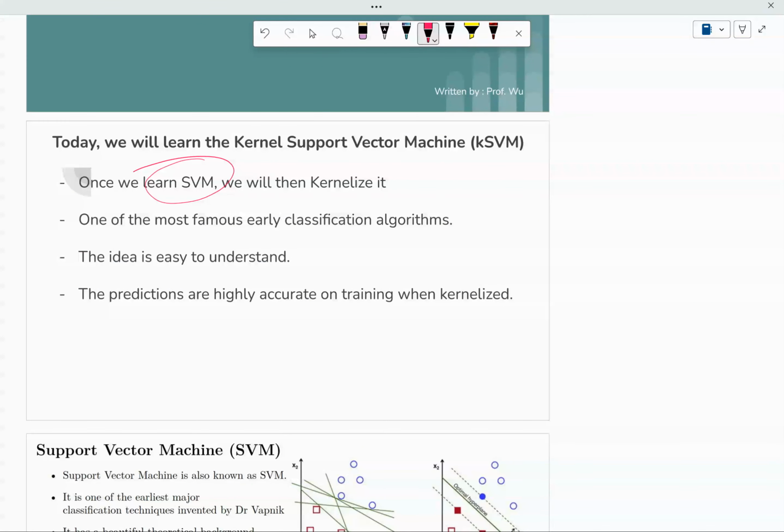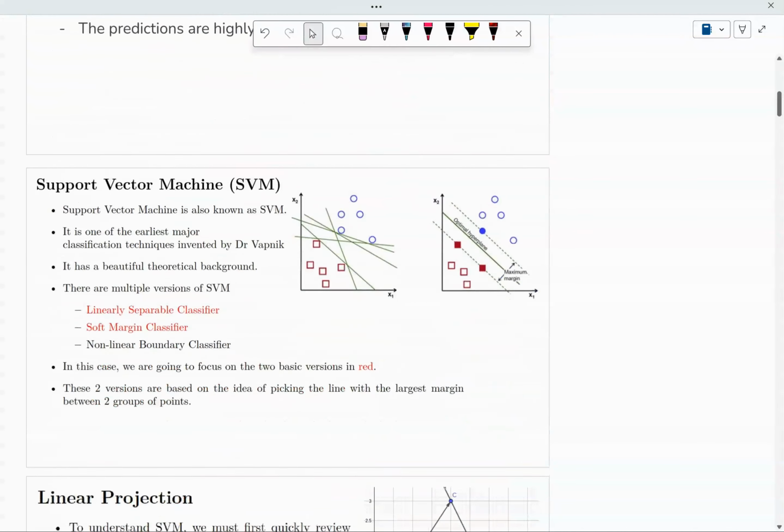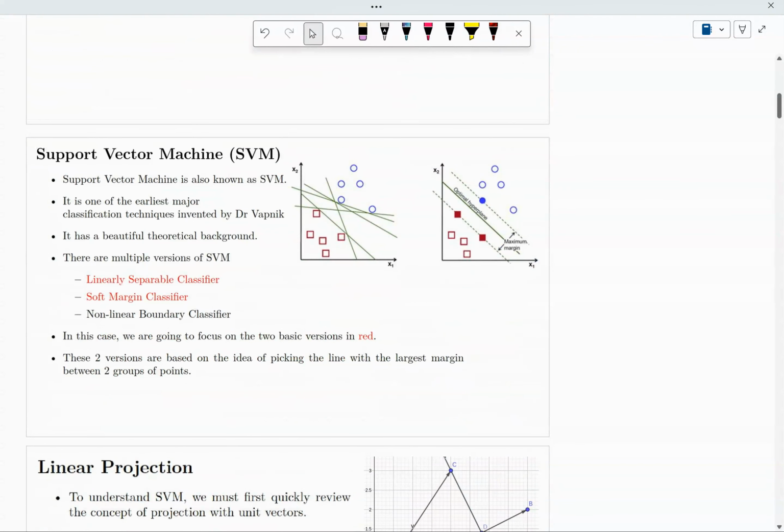SVM. Today we're going to learn this, and then we're going to kernelize it. It's one of the most famous early classification algorithms. The idea is pretty easy to understand as long as you remember some of the math, and the prediction is pretty accurate. This idea of support vector machine, also known as SVM, was initially invented by Vapnik. It has a very beautiful theoretical background, and there are multiple versions of this, like the linear version, soft margin, and the kernel. So you're going to learn these here.